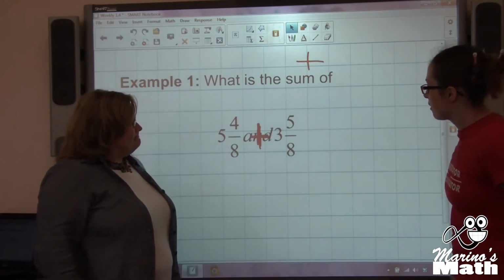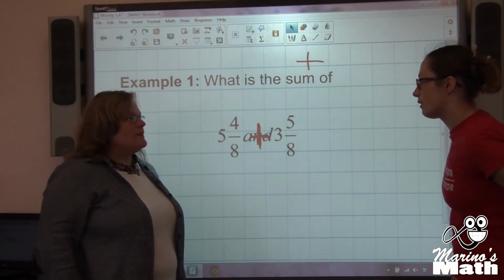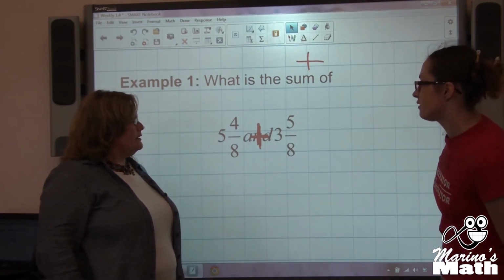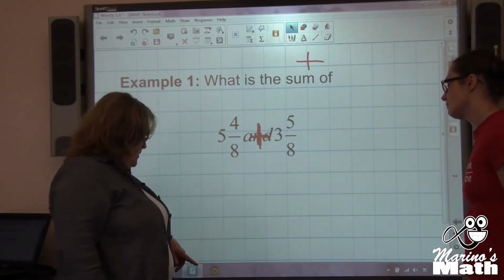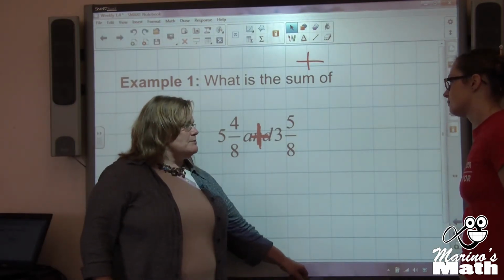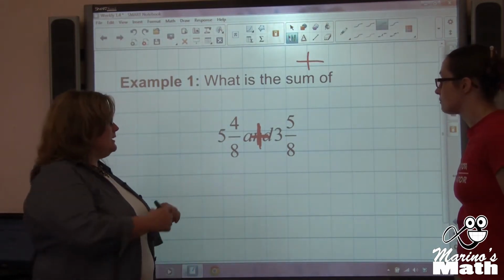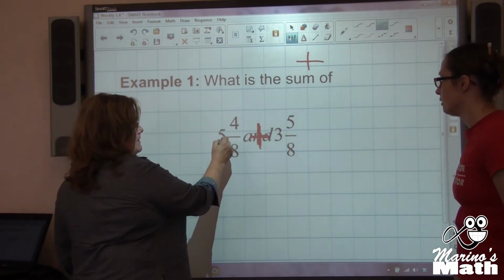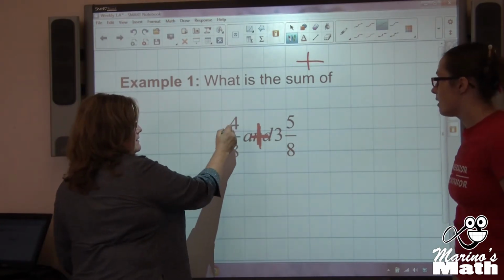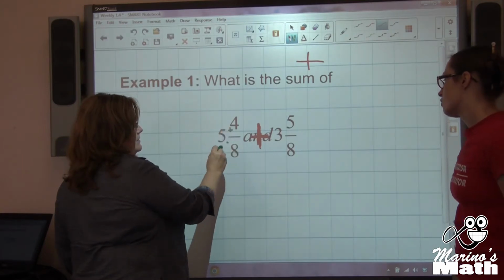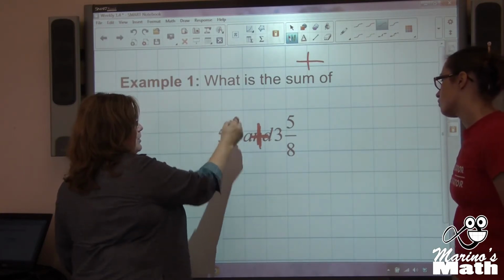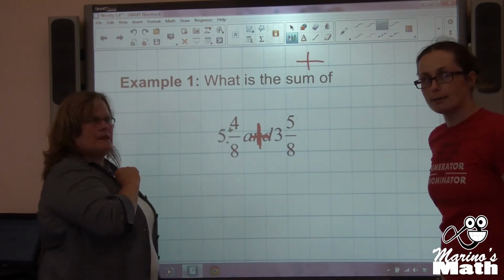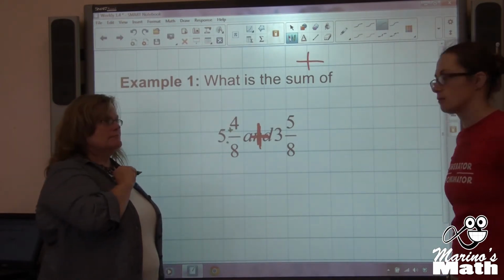Now, two weeks ago we were adding fractions. Now we have mixed numbers. Is it kind of similar, different? Remember that way that you showed me to change a mixed number to a fraction? It was a shortcut. You multiply the whole number by the denominator, and then you add the numerator, and then you put all that over the same denominator. If you don't know how to do that, go back to video 1.